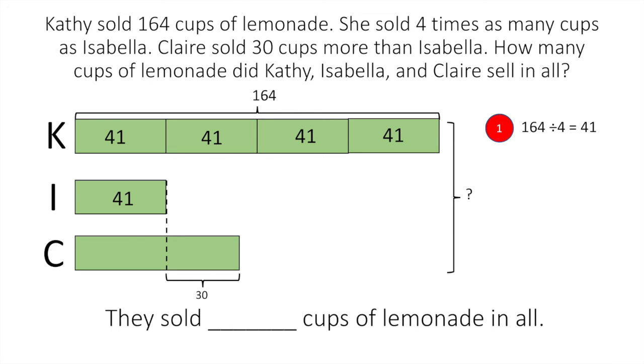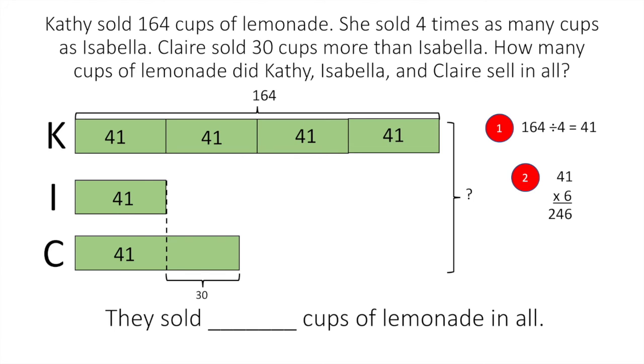And then if you take a look at Claire's, we have the 30 extra labeled, but we know up to that dotted line, Isabella and Claire's bars are the same. So I could also label that 41 cups of lemonade. Now I have every single piece of the bar filled in and I just need to find the total. I have 6 units of 41. So I'm going to multiply. 41 times 6 equals 246.